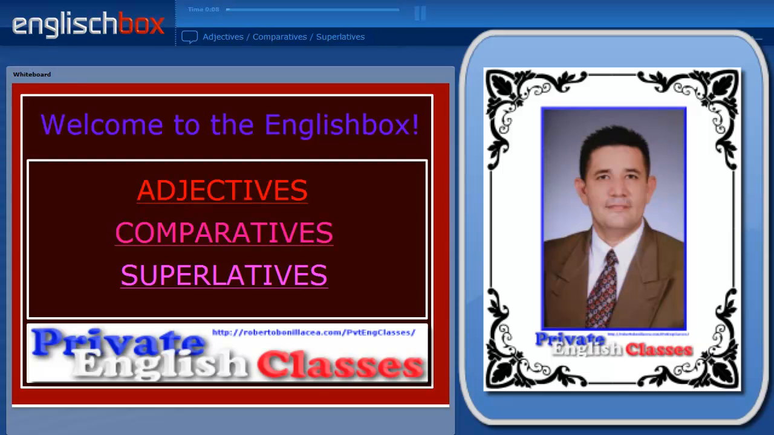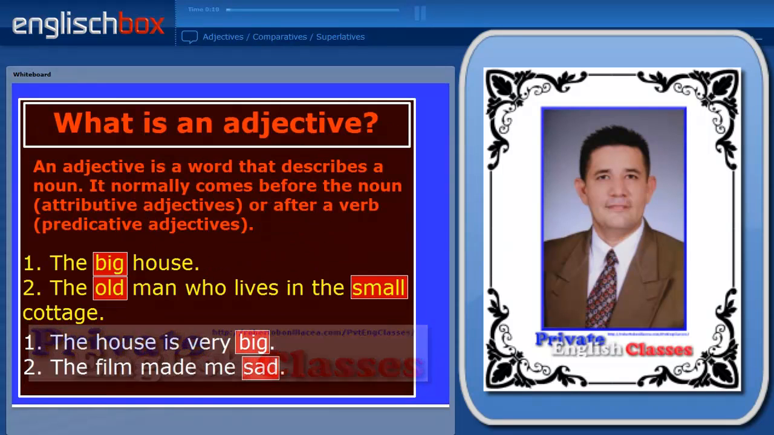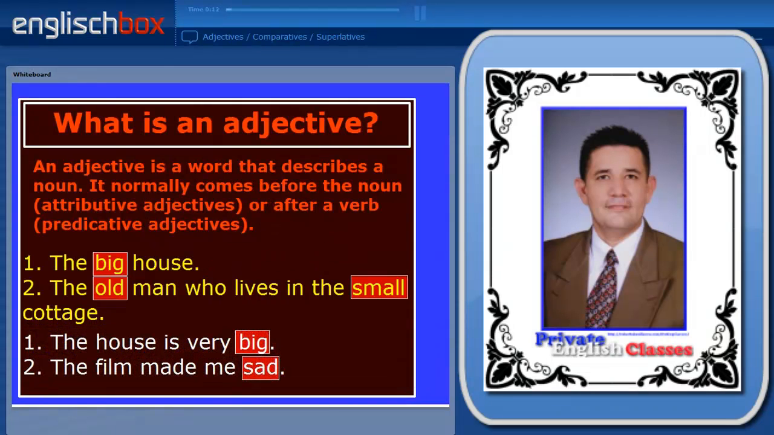Today we are going to talk about adjectives, comparatives and superlatives. So the first question is, what is an adjective? Well, an adjective is a word that describes a noun. The two most common kinds of adjectives are attributive adjectives and predicative adjectives. Attributive adjectives come before the noun, and predicative adjectives come after the verb.